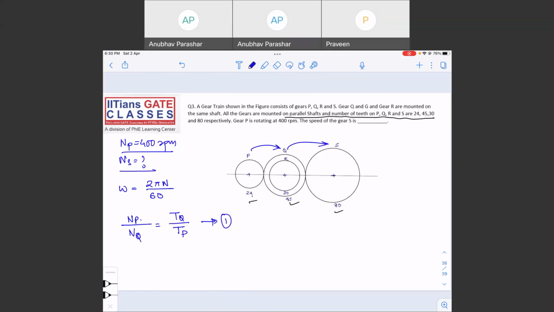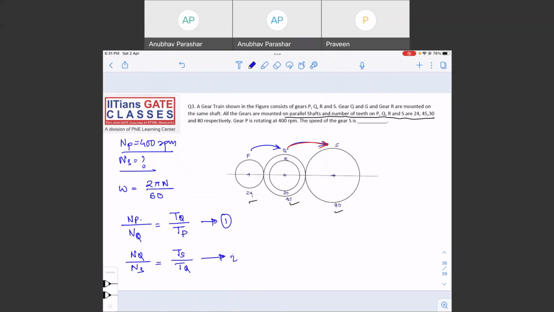Okay, now NQ by NS, that is we are going from Q to S. Now we are going from Q to S. NQ by NS can be written as, in terms of number of teeth, number of teeth on S divided by number of teeth on Q.